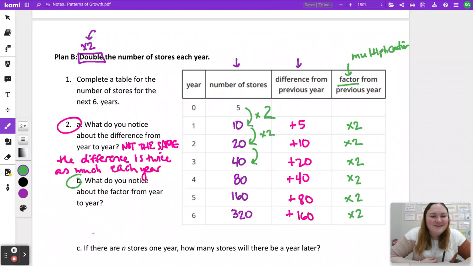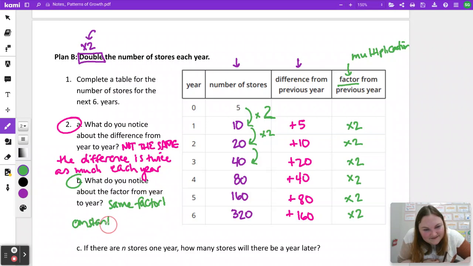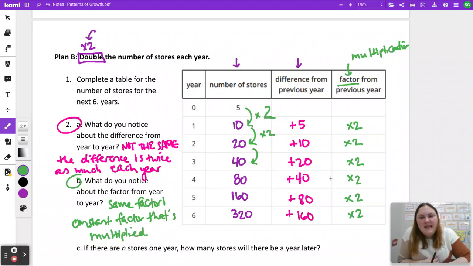So when I get to that question, is there anything you notice about the factor from year to year? The biggest thing I notice is it's the same number. So I could say it's the same factor. There is a constant factor that's multiplied. In this situation, we're multiplying by the same number every time to get to the next row in our table.